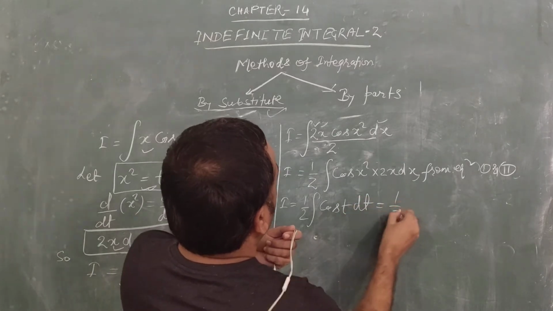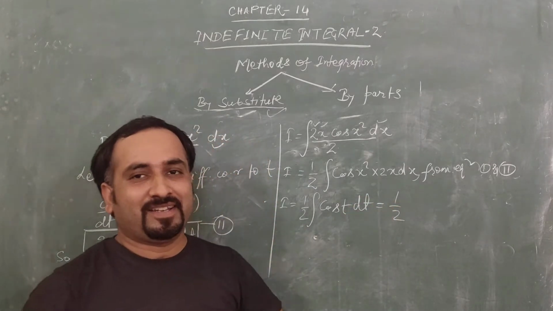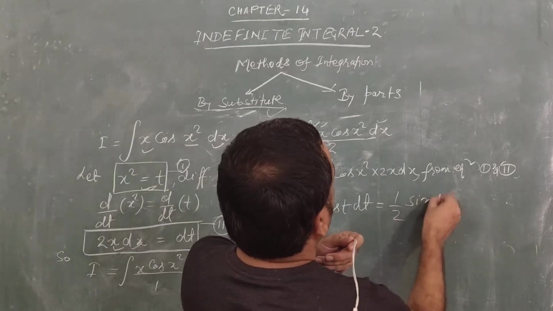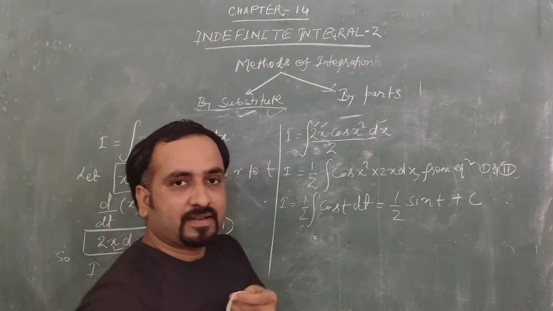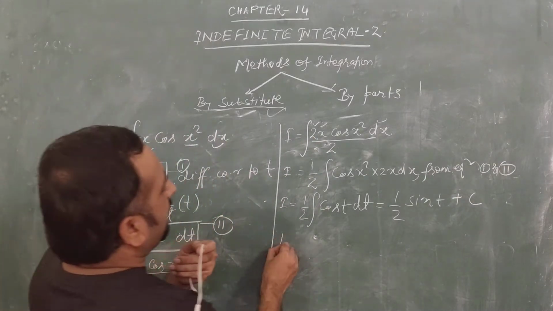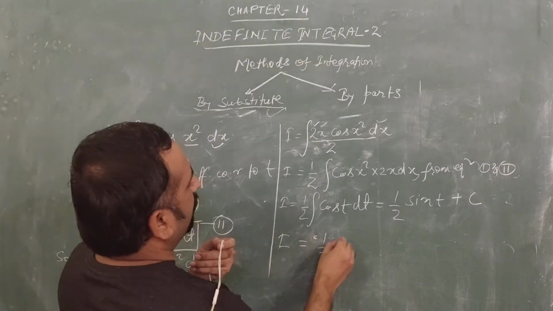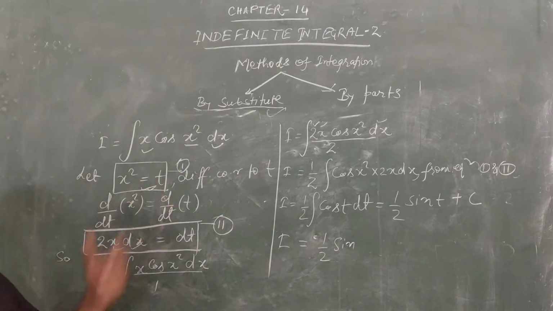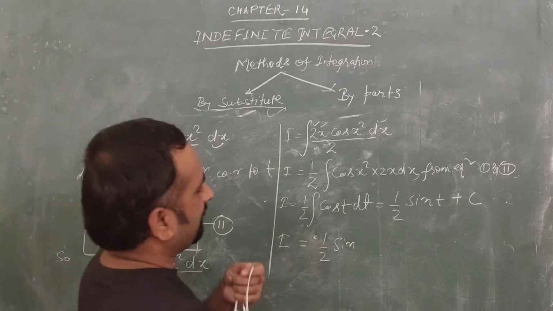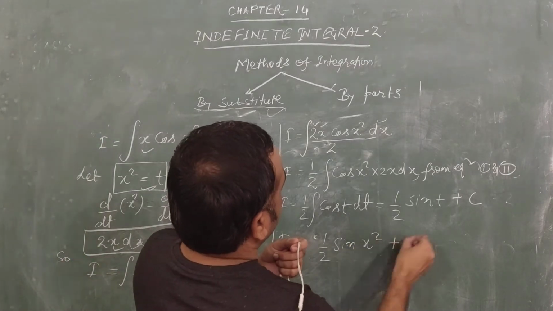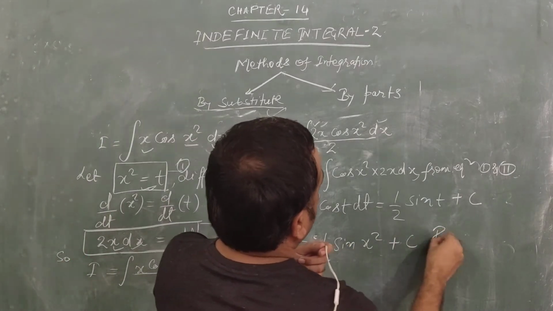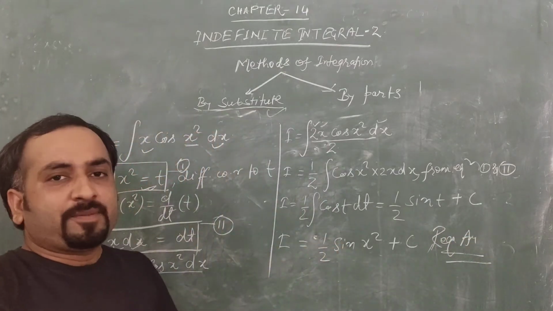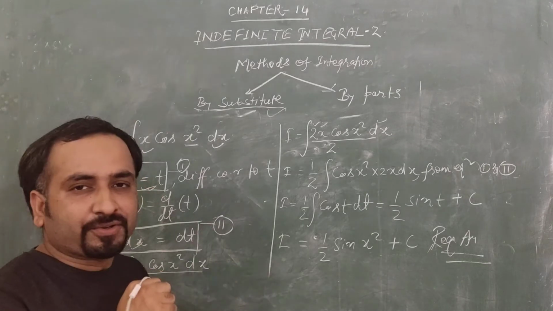So tell me, what is the value of the integration of cos t dt? It is sin t plus c. Okay, so I is 1 upon 2 sin t, and what is t? T is x square. So I is 1 upon 2 sin of x square plus c. This is the required answer. Okay, pause the video, write it down in your copy.